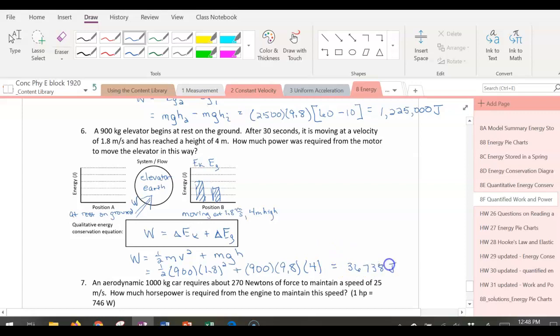36,738 joules. But it's asking me for power, which is the work divided by the time. So I take that 36,738 joules, and I divide by the time, which the problem tells me was 30 seconds. And I get 1,224.6 watts.